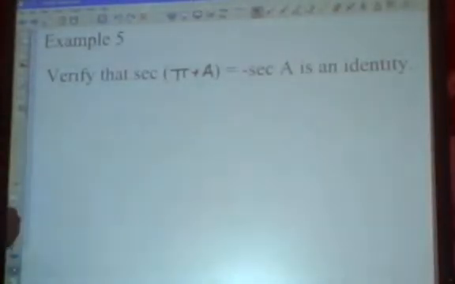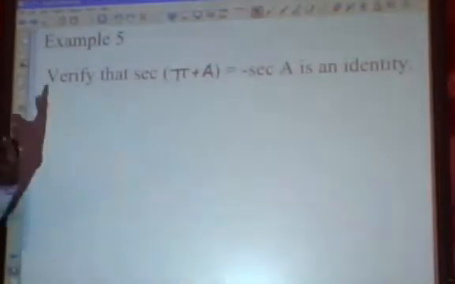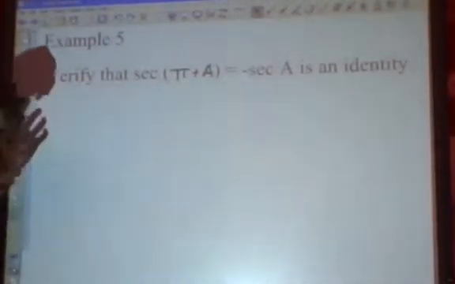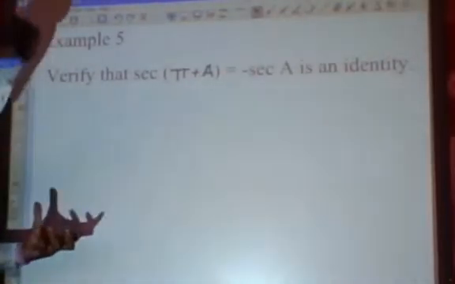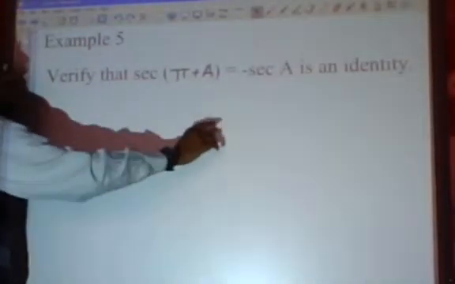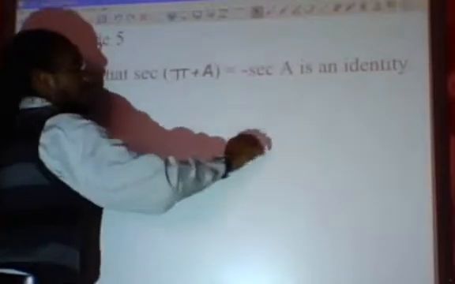All right. Now we've gotten to the last example of this whole section, 7.3, and we're going to verify. This whole great thing that people love to do, taking one side and making it equal to the other side without changing anything on the other side. So we have two sides here going on. Verify that secant of pi plus a equals negative secant a is an identity.